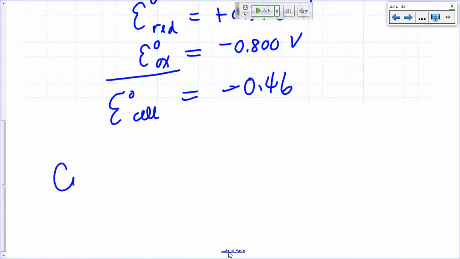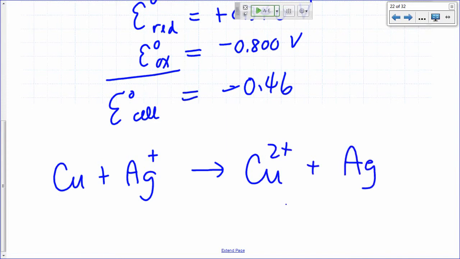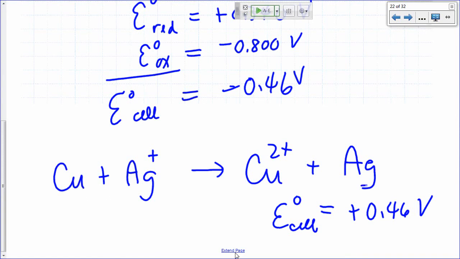if I have instead copper and I put it in a solution of silver ions, will it give me copper ions plus silver metal? What's my standard cell potential for this? You're going to have to flip all your numbers, right? So now this is going to be equal to positive 0.46 volts. So this means that if I put copper in a solution that has silver ions, I can generate silver metal out of that mixture under standard conditions. So that would be a spontaneous reaction.